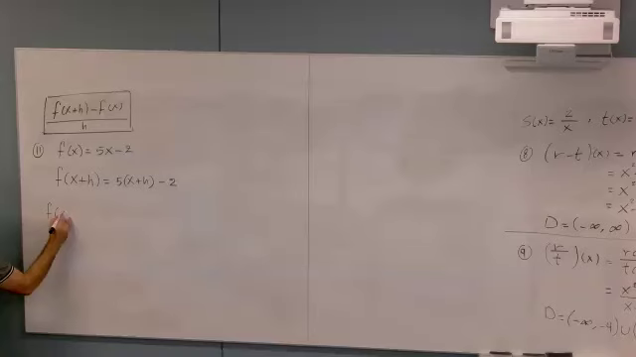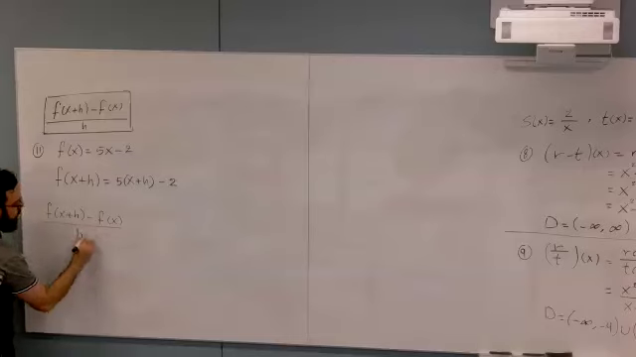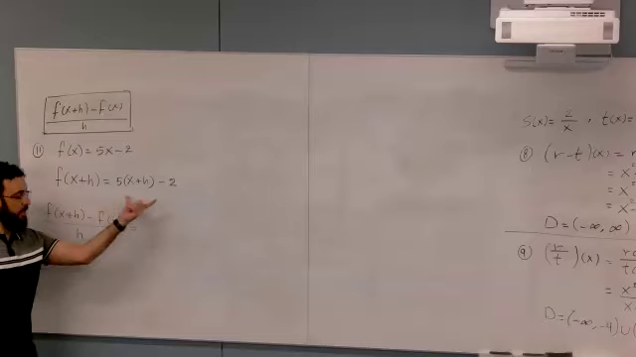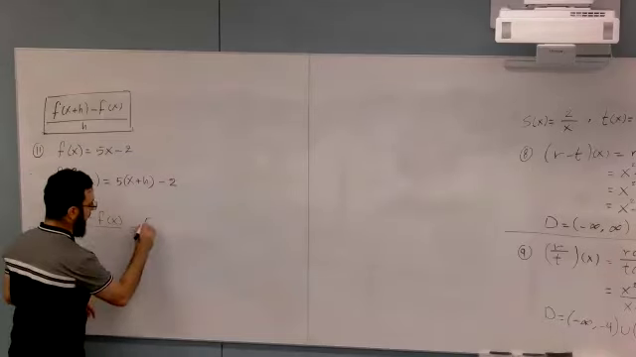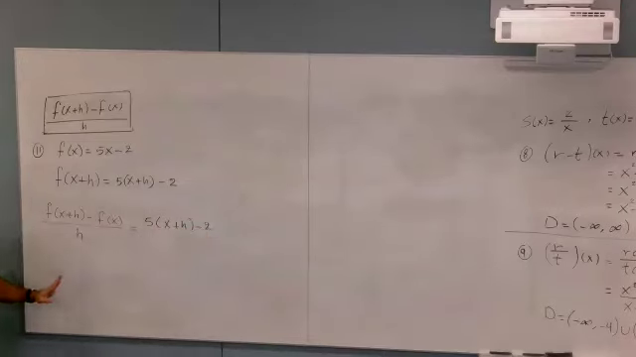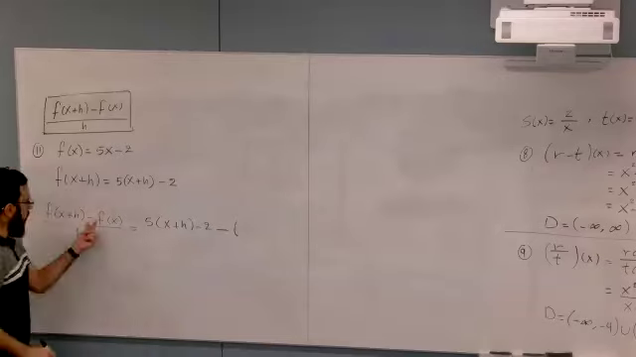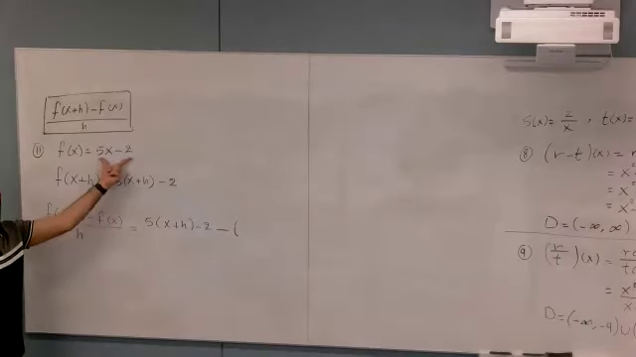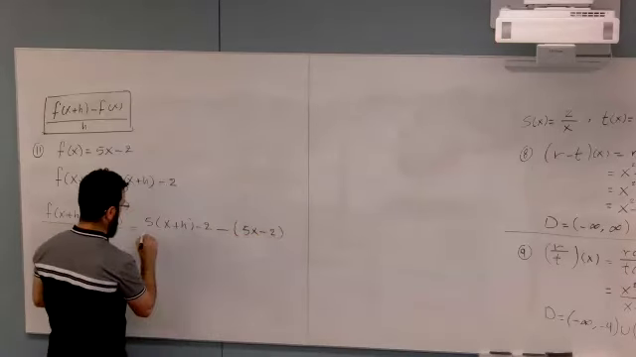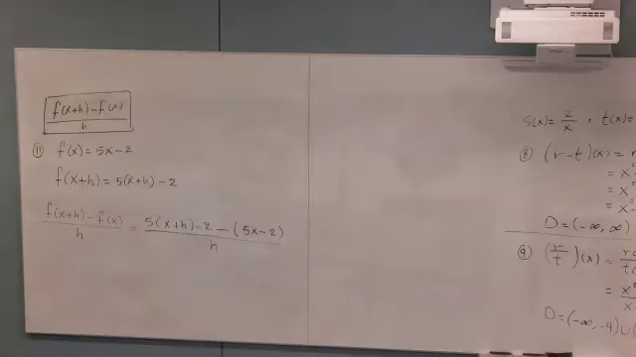So f of x plus h minus f of x divided by h is going to be equal. Do I have this part, which is this one, right? So it's going to be 5 times x plus h, minus 2. Is that okay? Now minus, here's the minus, parentheses, f of x. Is that f of x? It's 5x minus 2. And everything divided by what? Is that okay? Problem?